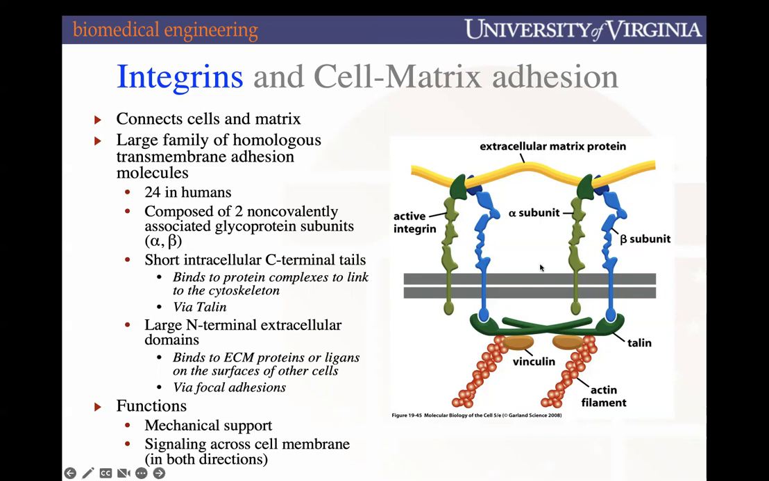There's a long extracellular domain that engages with the outside environment. And then there's a short tail on the inside that binds, on the beta subunit, a wide variety of proteins that then help anchor it to our actin cytoskeleton. And so what's really key here is that by engaging the actin cytoskeleton through integrins, cells can actually perceive the mechanical properties of their environment and exert forces on their environment. And it also enables signaling in both directions, from the inside out and the outside in.